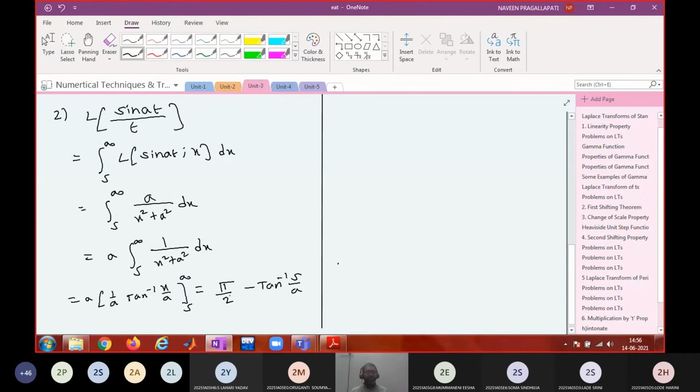Okay, so we may call it cot inverse of s by a. Yes. Shall I proceed? Yes.